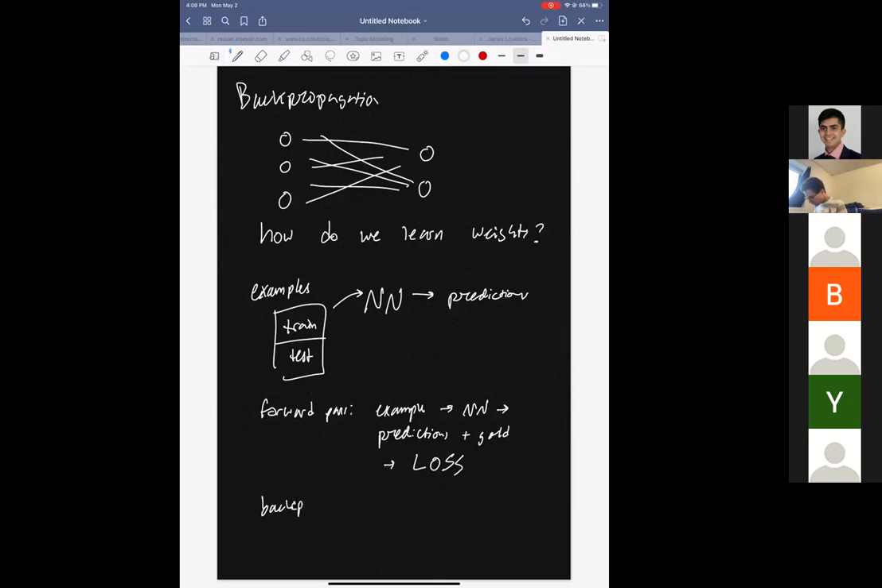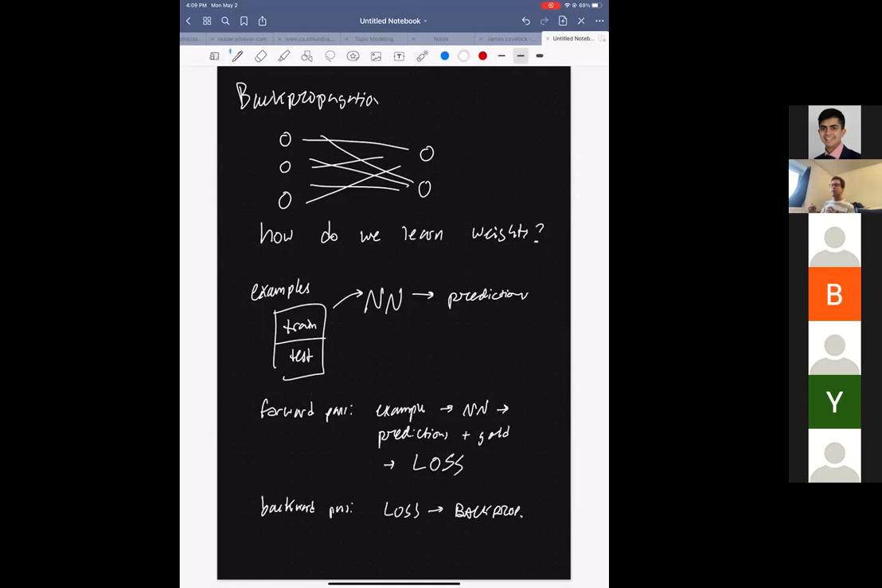And so we use this backwards pass. We use this loss function, or this loss value, to perform what's called back propagation. Back propagation is when we take a loss value and we tweak the weights in the network a little bit so that, in theory, the loss gets reduced.